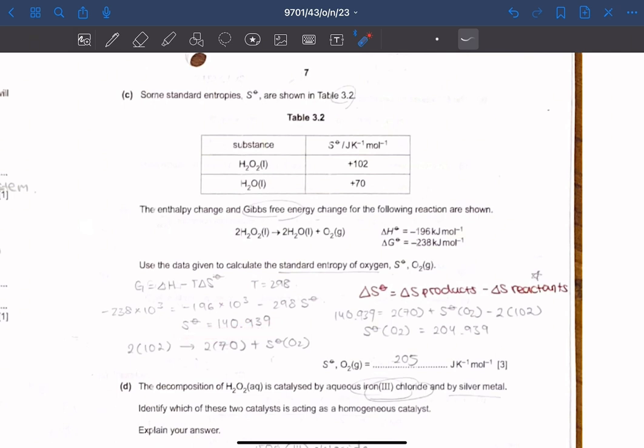But then the entropy change is actually entropy of products minus entropy of reactants. It's always products minus reactants for entropy. So first is for H2O2, 102. So 2 times 102, becomes 2 times H2O, 70. 2 times 70 plus O2, which is the entropy of oxygen. So the change in entropy, 140.939, is equal to products 270 plus entropy of oxygen, minus the entropy of reactants, which is 2 times 102. Then I calculate, reorder the equation, then entropy of oxygen becomes 204.939, or round it up to 205, 3 SF.